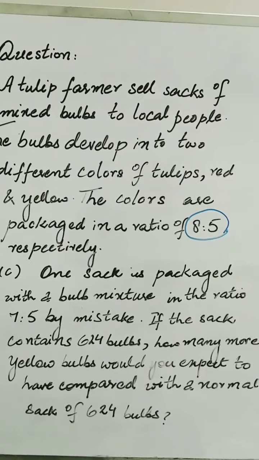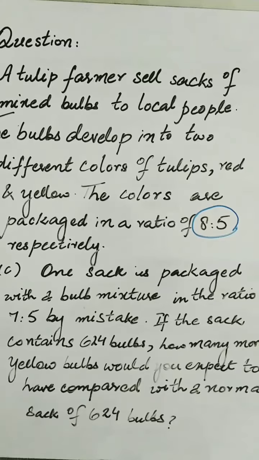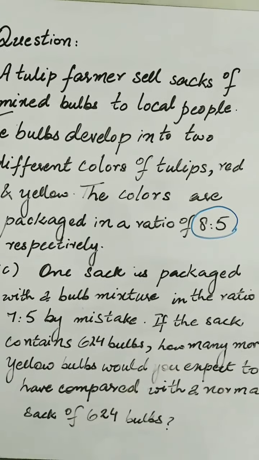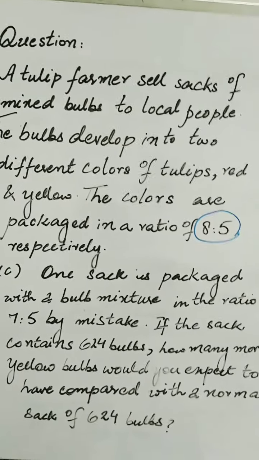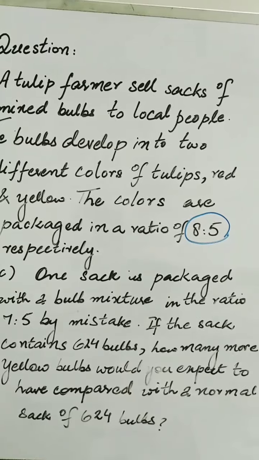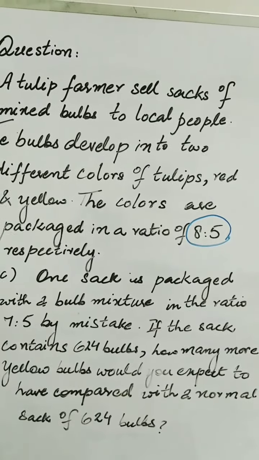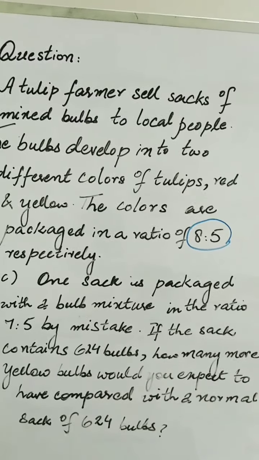Here we have another part of this question, which says that one sack is packaged with a bulb mixture in the ratio of 7:5 by mistake. If the sacks contain 624 bulbs, then how many more yellow bulbs would you expect to have compared with a normal sack of 624 bulbs?